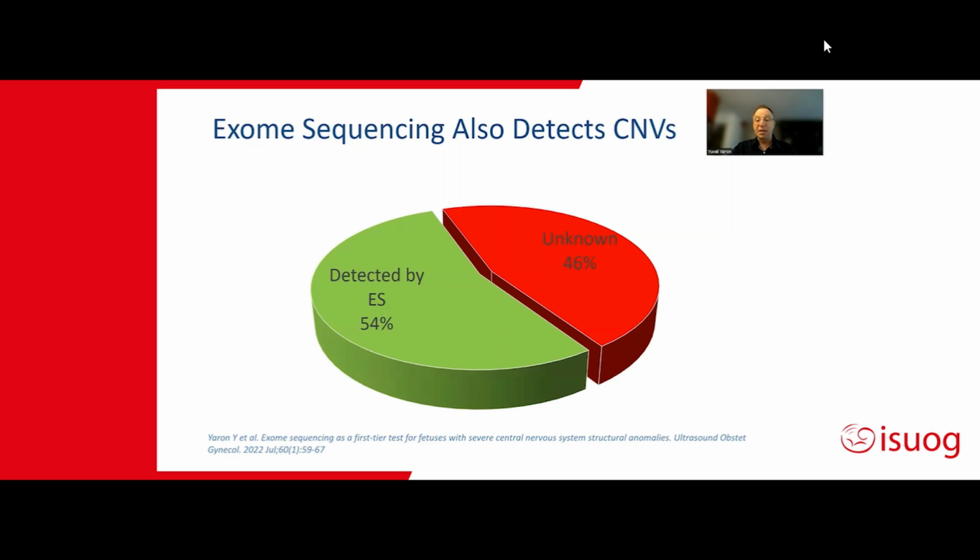So to sum up these results, if we had only done exome sequencing, we would have detected 54% of the cases using exome sequencing, leaving still 46 cases unknown.